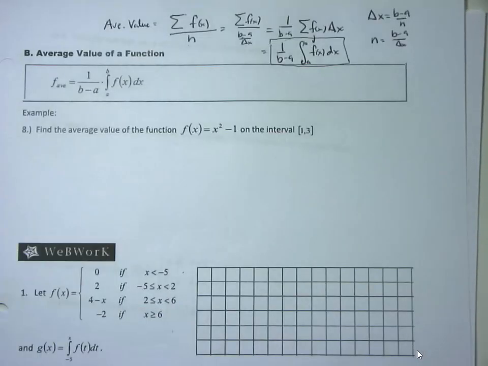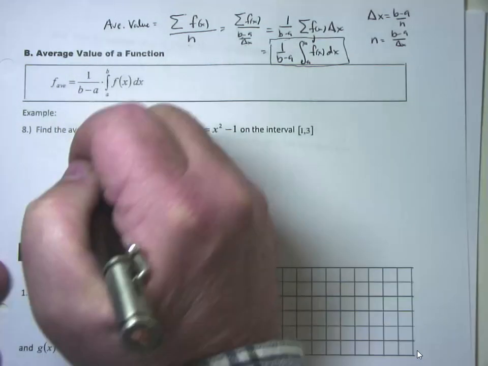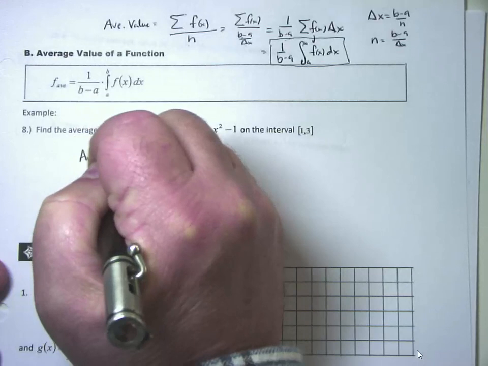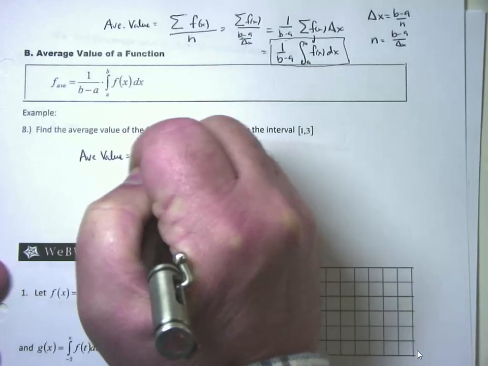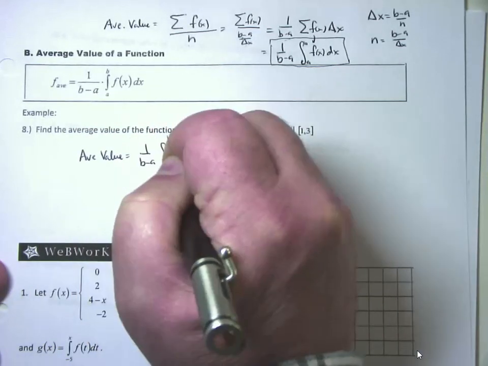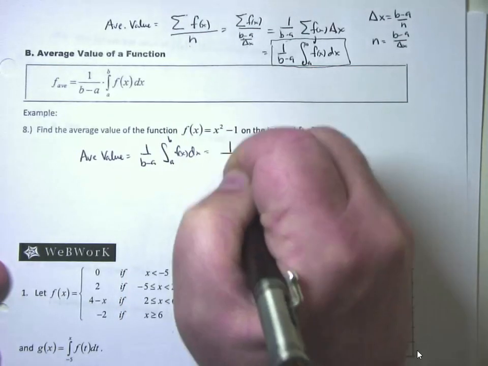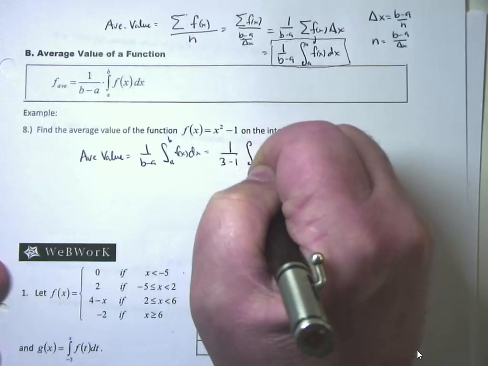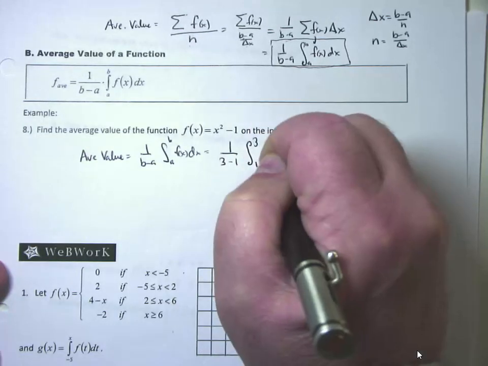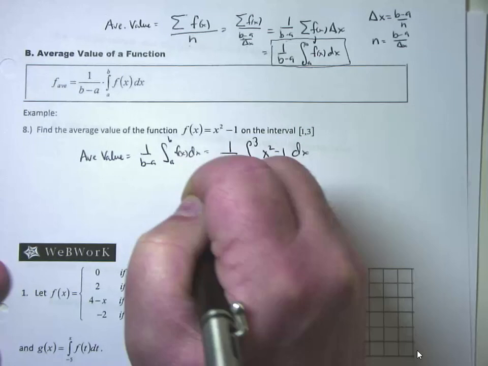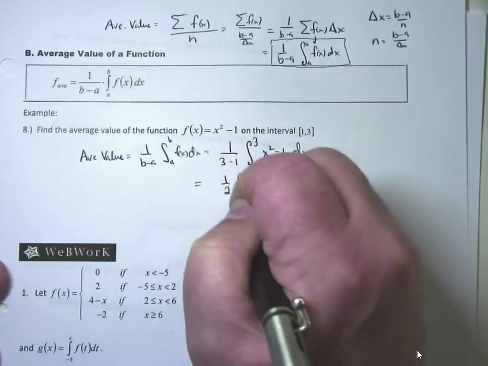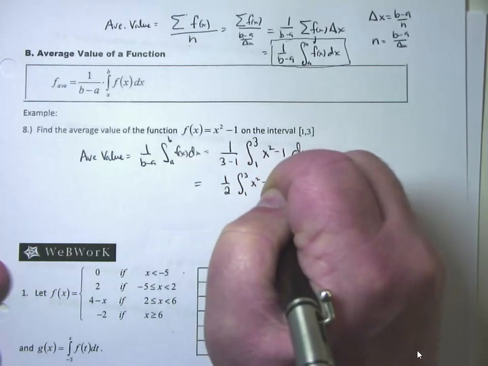Here's the problem right here. Find the average value of the function f of x equals x squared minus 1 on the interval between 1 and 3. The average value is equal to 1 over b minus a times the integral from a to b of f of x dx. I have the formula memorized. This will be 1 over 3 minus 1 times the integral from 1 to 3 of x squared minus 1 dx. Cleaning that up, that's 1/2 times the integral from 1 to 3 of x squared minus 1 dx.